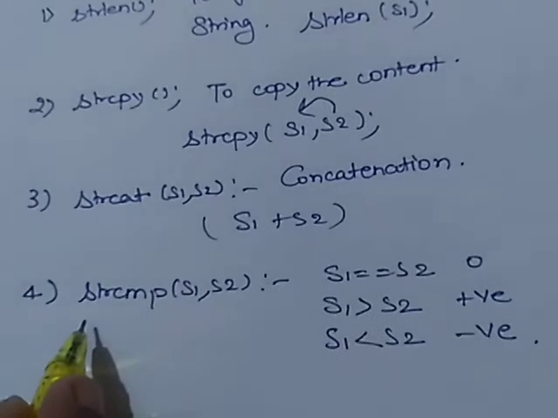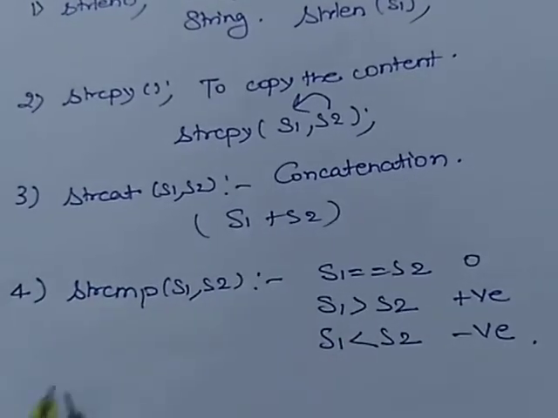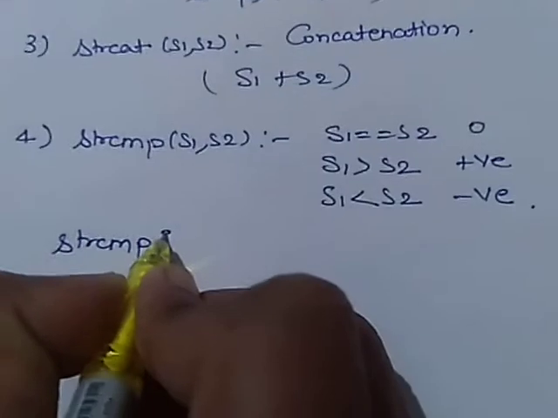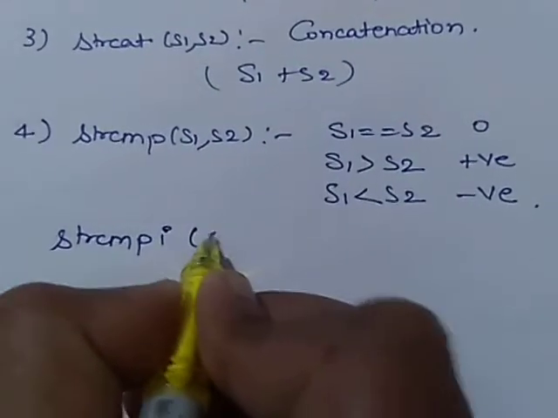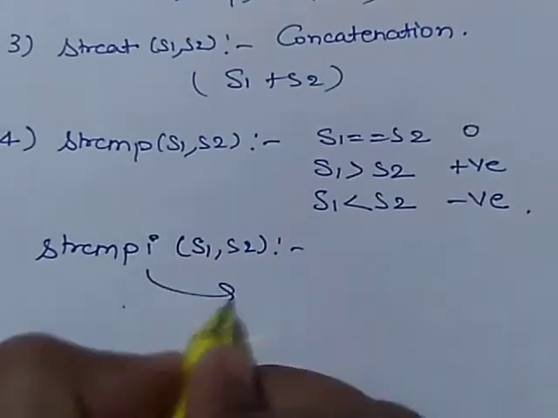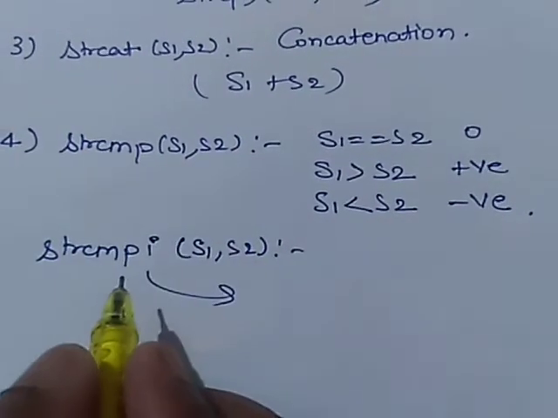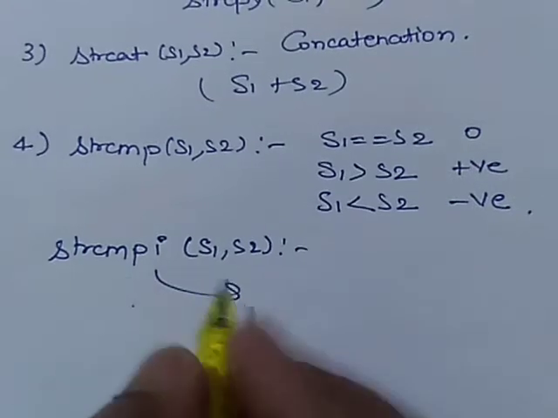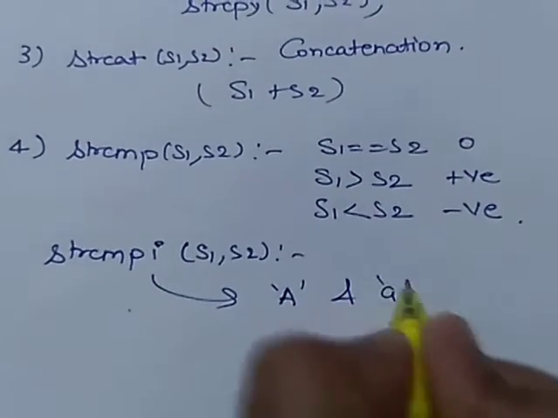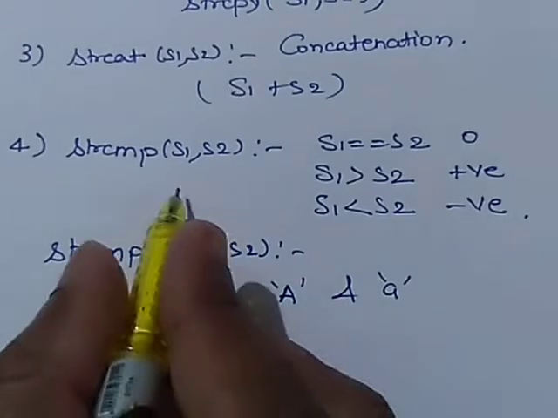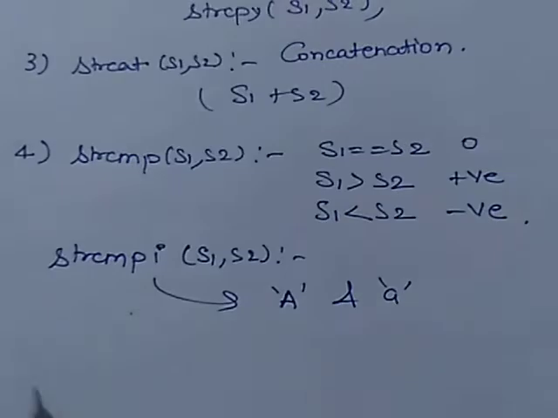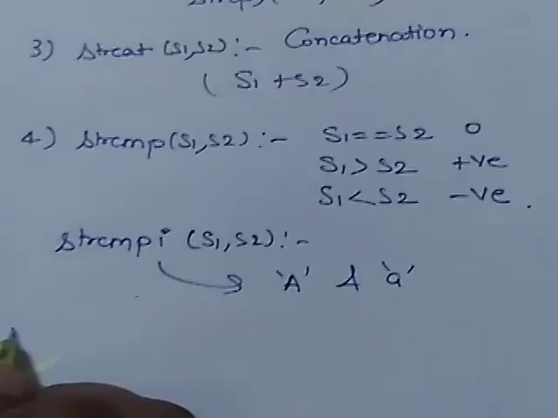Now this function has one variant also. For example, stricmp(s1, s2). It is similar to strcmp, but with one difference: here the capital A and the small a will be treated as the same, but in strcmp capital A and small a will be treated as different letters.